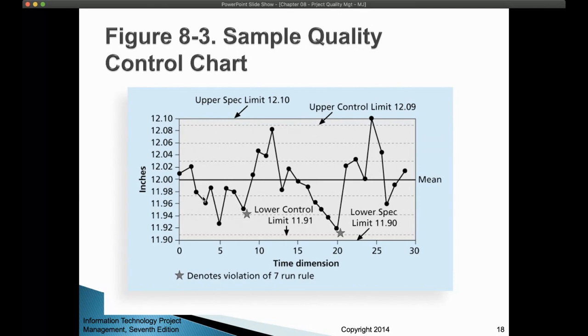So if you count these, 1, 2, 3, 4, 5, 6, 7. 7 points are below the mean. So this star here denotes violation of the 7-run rule. So you stop here, say, okay, wait. Why are we having 7 points less than the mean? Why do we have this? Then this means that we have a problem. Let's go back to the scale, for example, that you are using to weigh the dough. Maybe there's a problem.